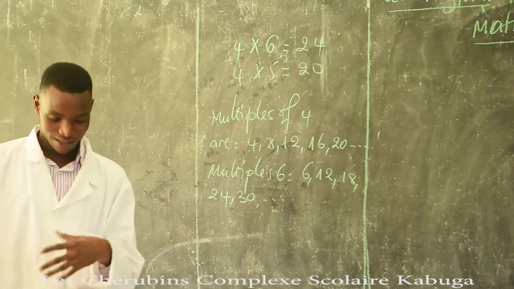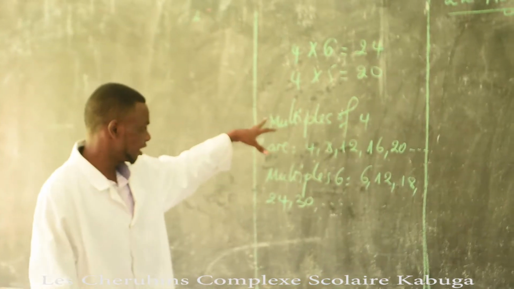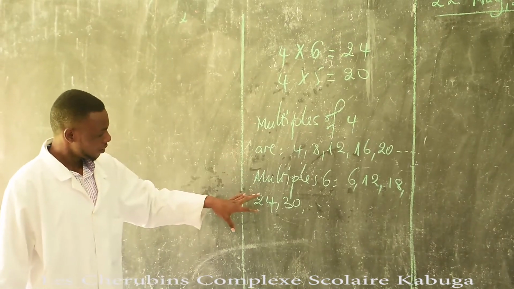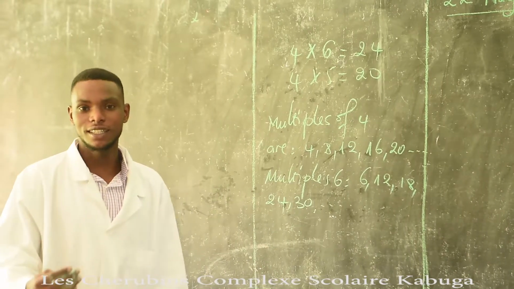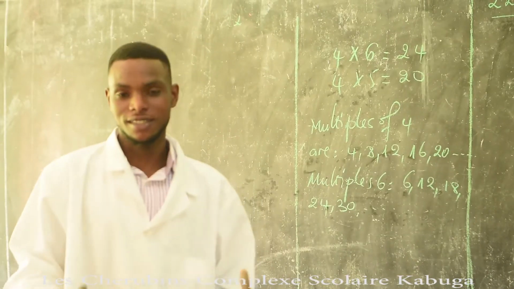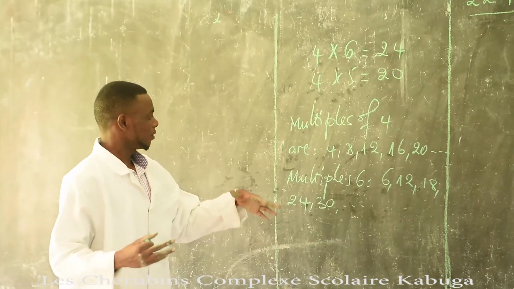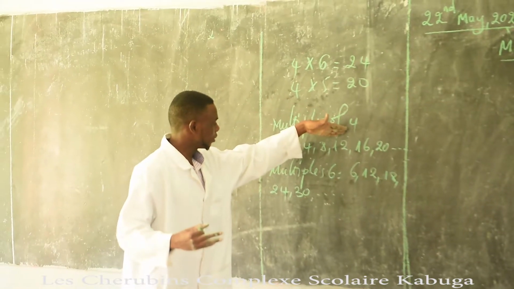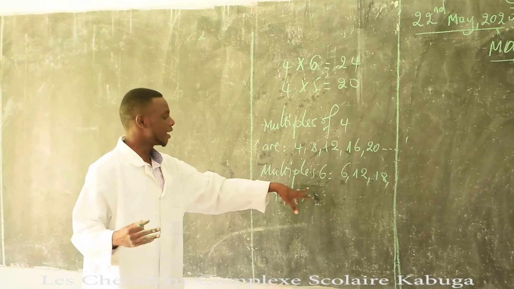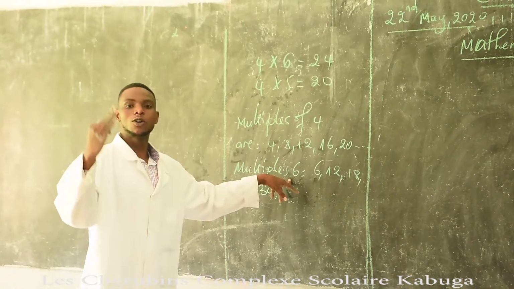I would like to request everybody to see these multiples of 4 together with the multiples of 6. Then try to find out the common multiples. The common multiples simply mean the multiples which are in the multiples of 4 and also are in the multiples of 6. So those are called the common multiples.